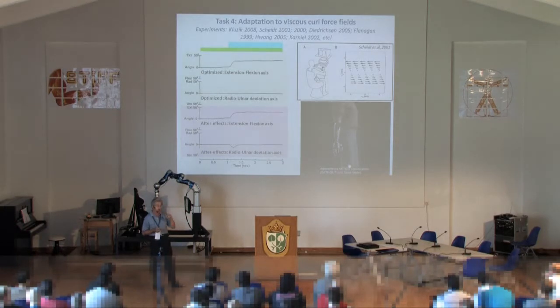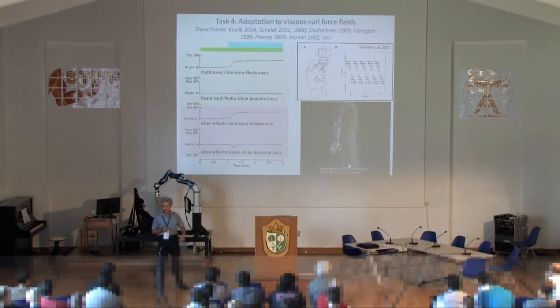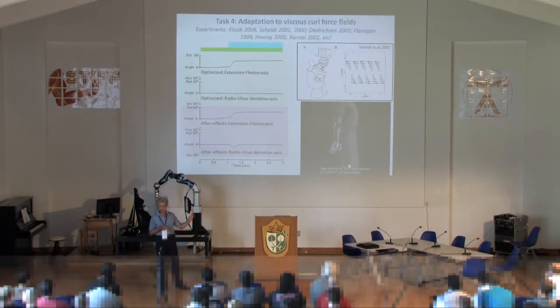And then if you turn the curl field off, you get an after effect, which is exactly what humans do. So if the humans have learned to make this movement by compensating for the curl field, and you suddenly turn the curl field off, then they of course make a compensatory trajectory as if the curl field were there, but now they overshoot in the other direction.